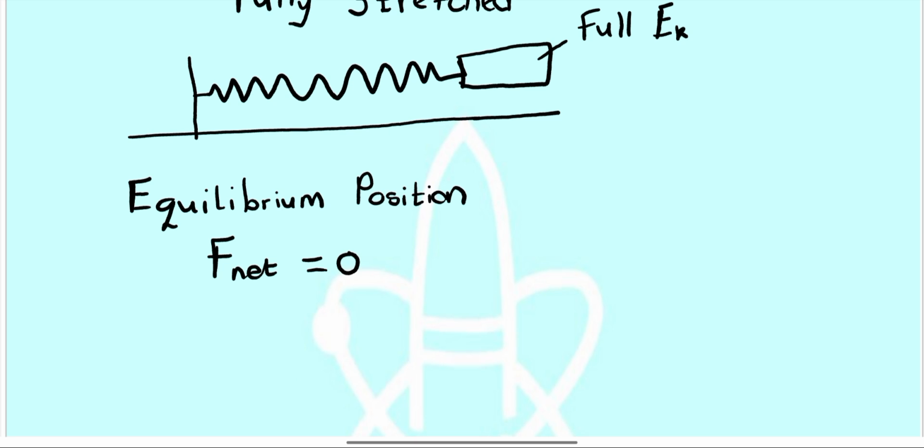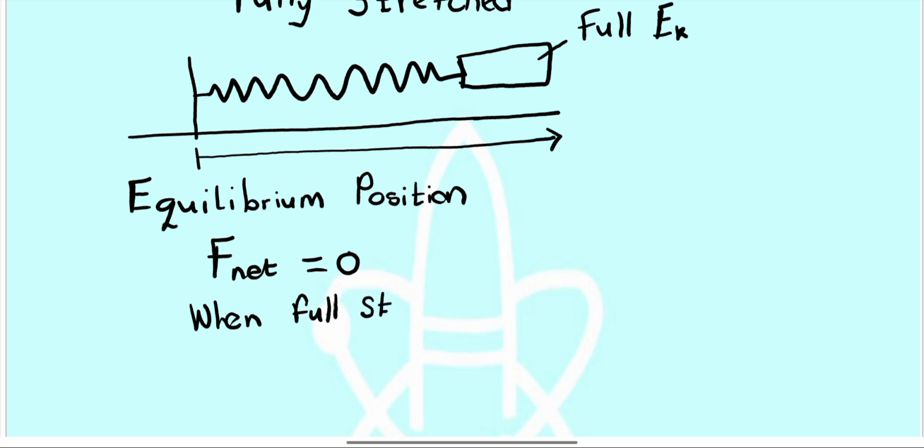Again, when it is fully stretched, you have to know that the distance from its initial position to its final position is your amplitude. When it is fully stretched, the distance represents the amplitude of your spring. Distance equals the amplitude. That is one of the key points.